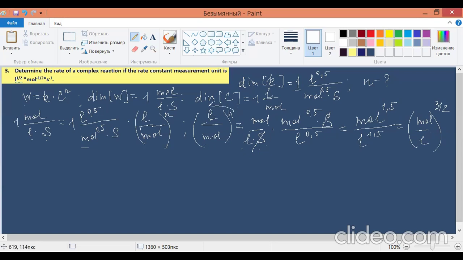And if we compare this expression with this one, we see that these are identical, with 3 halves instead of n. So it means that n is equal to 3 halves, and this is what the order of this complex reaction is equal to, 3 halves.